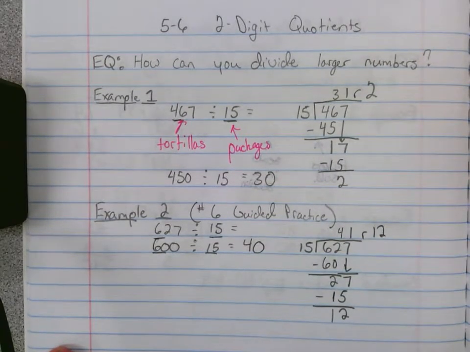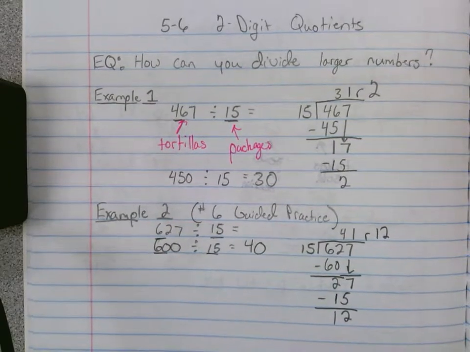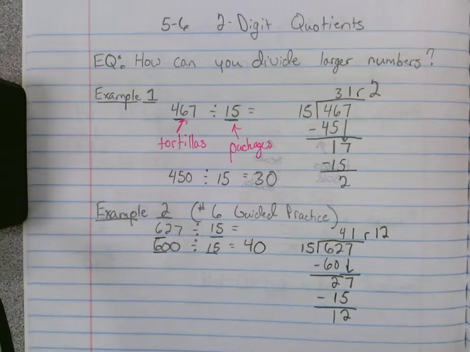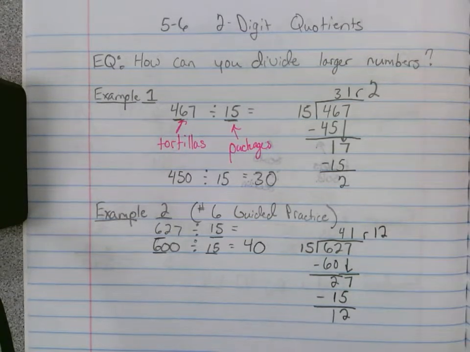So how many packages will 627 tortillas fill? 627 tortillas will fill 41 packages. Just like above, we can't have a remainder of packages.